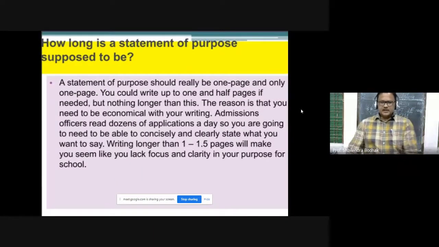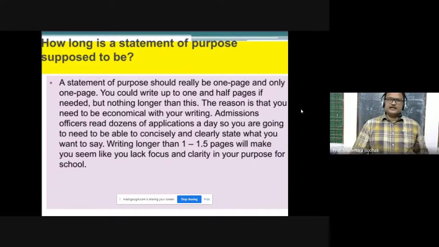Then next, how long is a statement of purpose supposed to be? This is one more question which comes to the mind of the students. A statement of purpose should really be one page and only one page. You could write up to 1.5 pages if needed, but nothing longer than this. That is the rule. Okay.